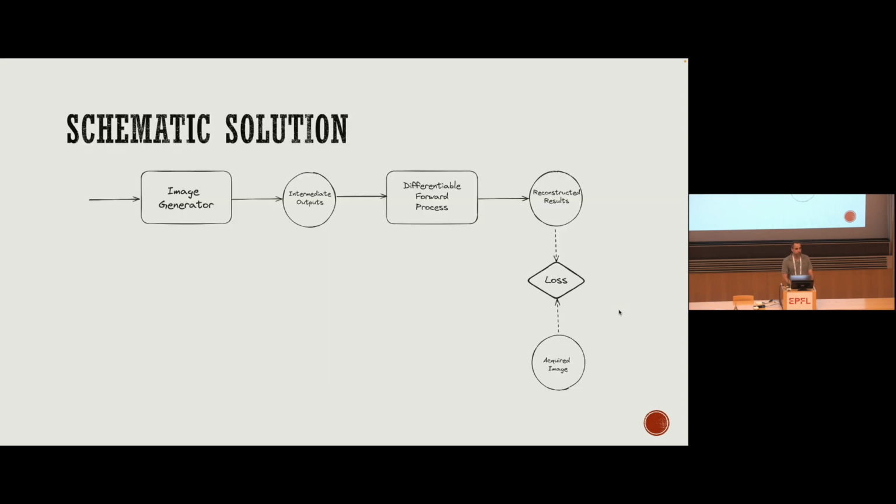Before I dive into the big slides with all the details, I'll do a high-level overview of the approach first. We want to take some image generator that generates an image and also outputs intermediate outputs, which you can consider as, for example, the depth maps. But how do we tell the generator how to create those depth maps? You need some differentiable forward process to guide it. This differentiable forward process takes, for example, the depth map and reconstructs, let's say, the blurred phase-coded image. Then we can apply some reconstruction loss and propagate the gradients to improve the generator.